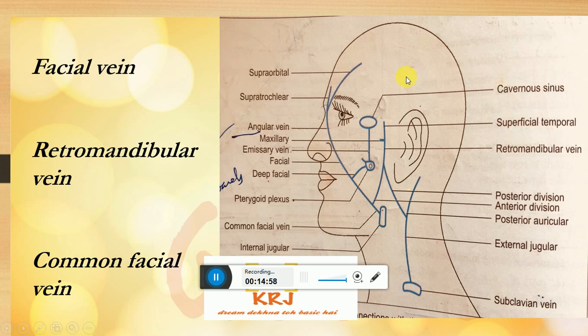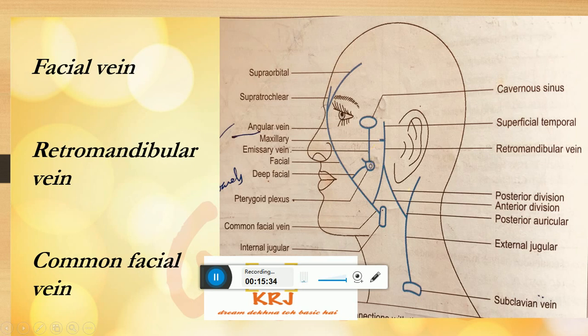See, the facial vein: supratrochlear here and supraorbital. These two veins unite to form the facial vein. And then you have the retromandibular vein. It is dividing into anterior and posterior. How is the retromandibular vein formed? See, this is the superficial temporal and this is the maxillary. So the maxillary vein and the superficial temporal vein give you the retromandibular vein.